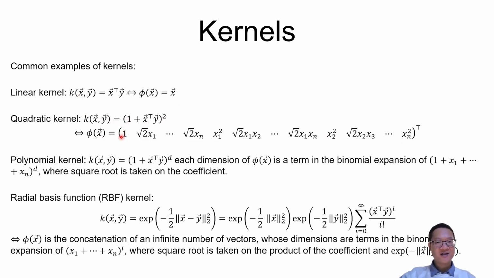In general, to generalize this square kernel, we have a polynomial kernel. And this is just simply changing the power of 2 to the power of d. So choosing this kernel is the same as choosing a feature where the elements of the feature are the terms in a binomial expansion of 1 plus x1 all the way to plus xn, all of that to the power of d. And then we need to adjust the coefficients a little bit with some square roots to make things work out.